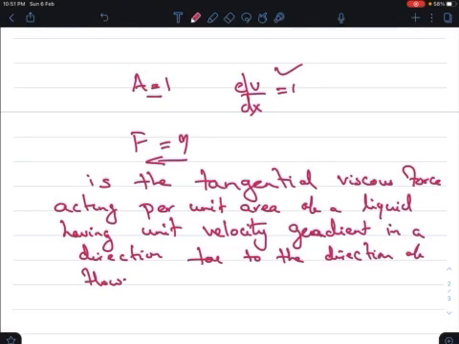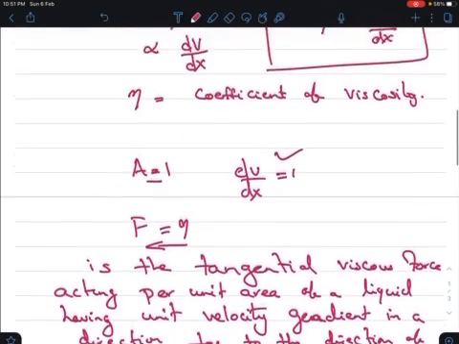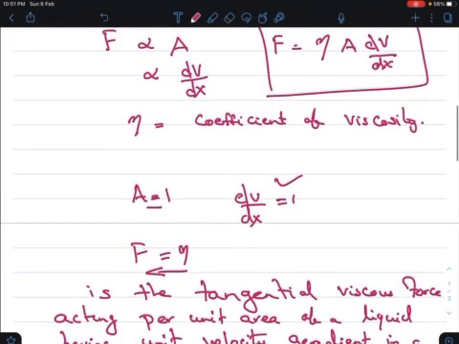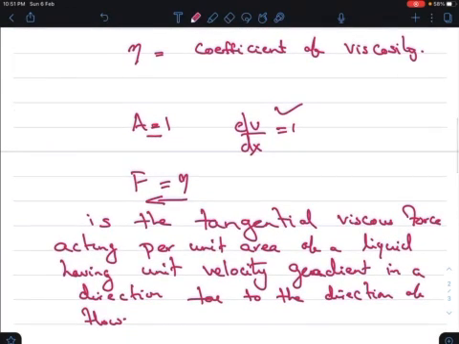So it's very easy to remember. You just have to know the formula. F is equal to eta A into dV by dx. And if you put A equal to 1 and dV by dx equal to 1, then F is equal to eta. So our coefficient of viscosity is defined as the tangential viscous force acting per unit area of a liquid having unit velocity gradient in a direction perpendicular to the direction of the flow.